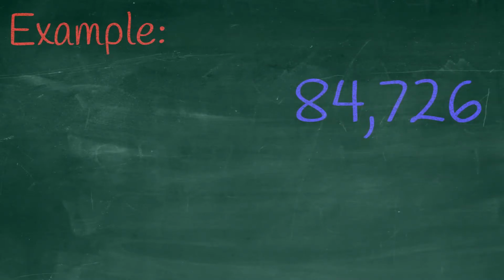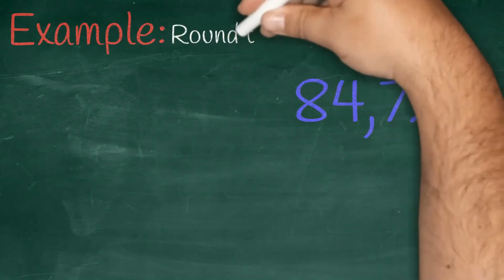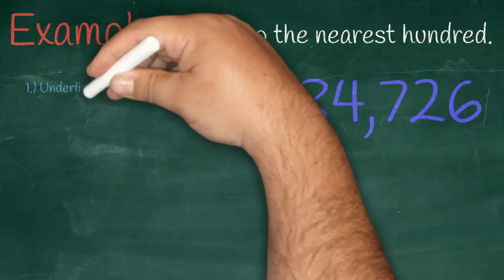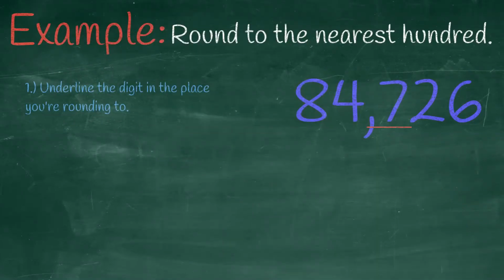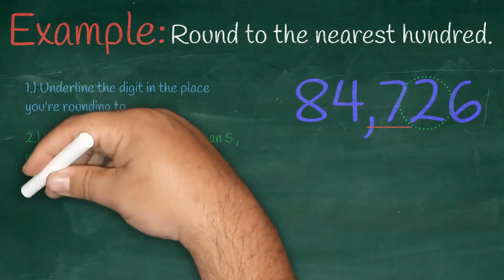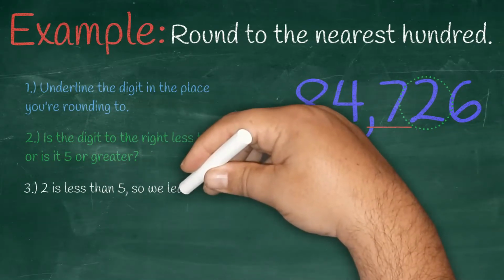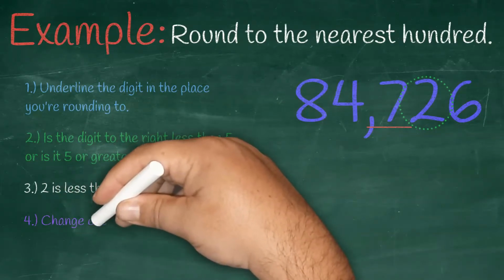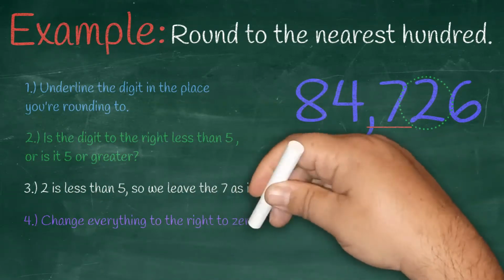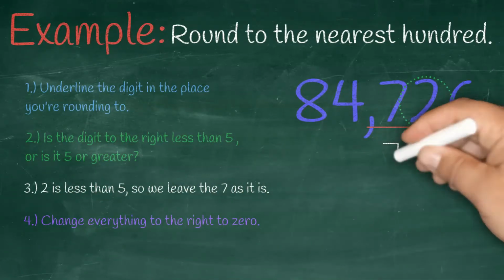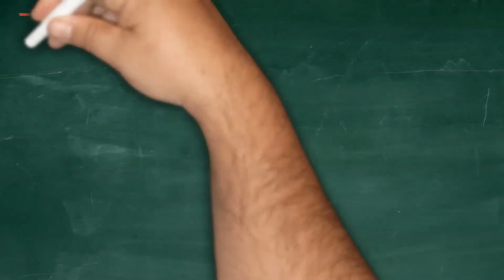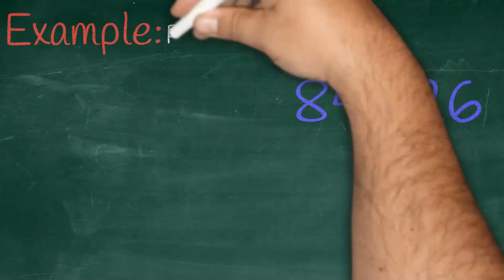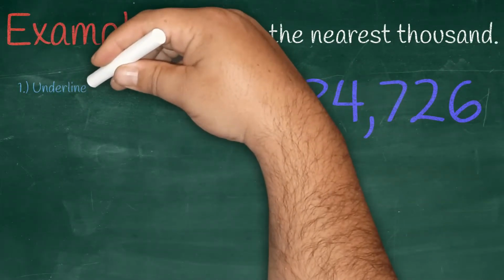84,726. Say we've been asked to round to the nearest hundred. 7 is in the hundreds place, so we'll underline it. What's the digit to its right? It's a 2. 2 isn't 5 or greater, so we'll leave our 7 as it is and change everything to its right to 0. Now we have a rounded number of 84,700.